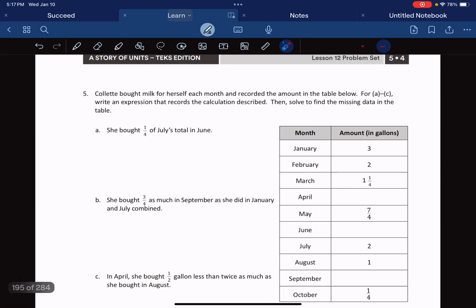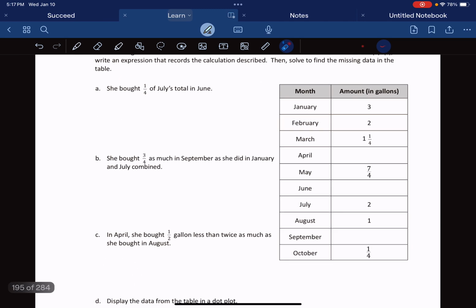So, for example, on A, it says she bought 1/4 of July's total in June. So I would come here and be like, okay, I need July. So I need 2, 1/4 of 2. That would find my answer. So it comes out to be, what, 2/4, which would actually be simplified to a half. And so they can come here and say, okay, my information for June is 2/4 equals 1/2. I mean, they can keep them both.